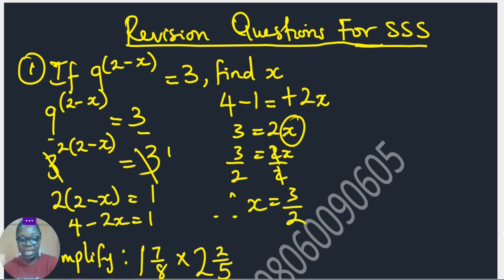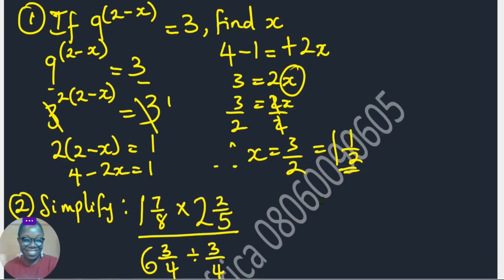And this is an improper fraction. Convert it to mixed number. That will be 1 whole number 1 over 2. So that is the answer for question 1.